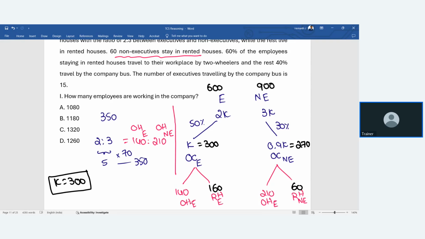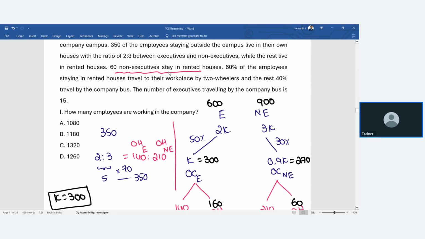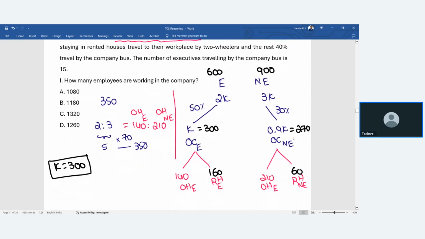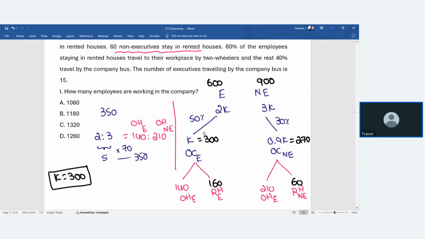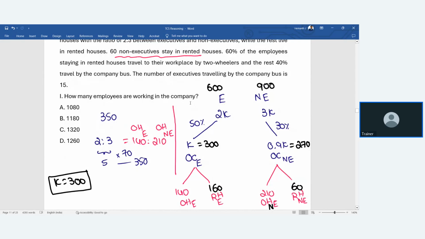How many employees are working in the company? I have to get 5K, 5 into 300, 1,500. No option. Is it so? We'll see. 60 non-executives stayed in rented house, 0.9K, 210 are own house, non-executives. Then 60% of the employees staying in rented house travel to their workplace by two-wheelers and the rest 40% travel by the company bus. The number of executives traveling by the company bus is 15.